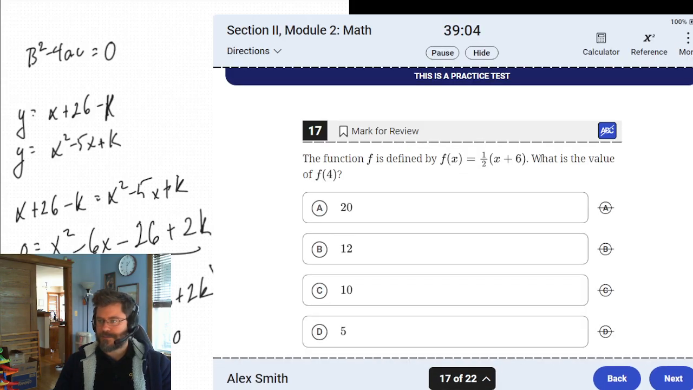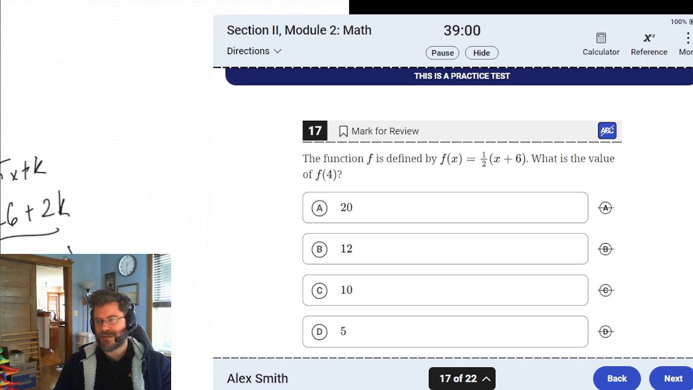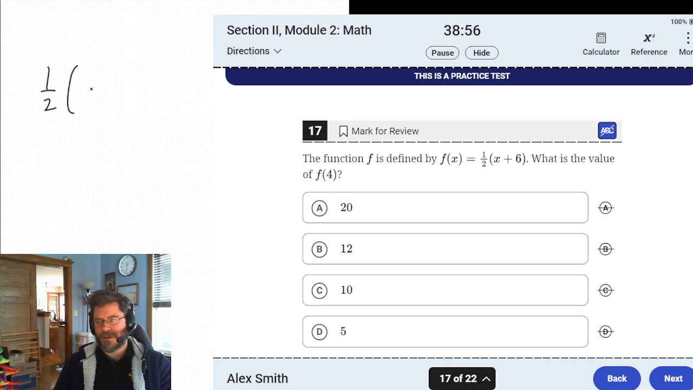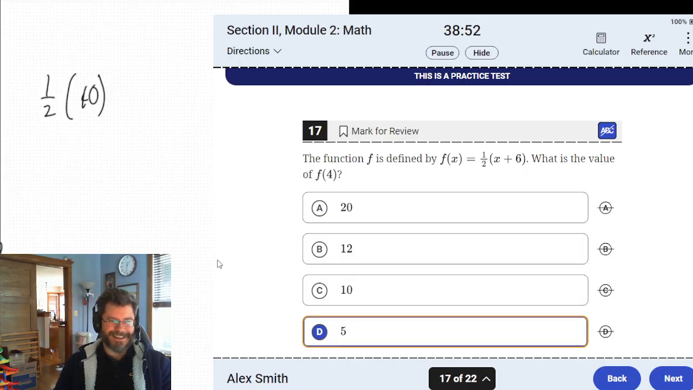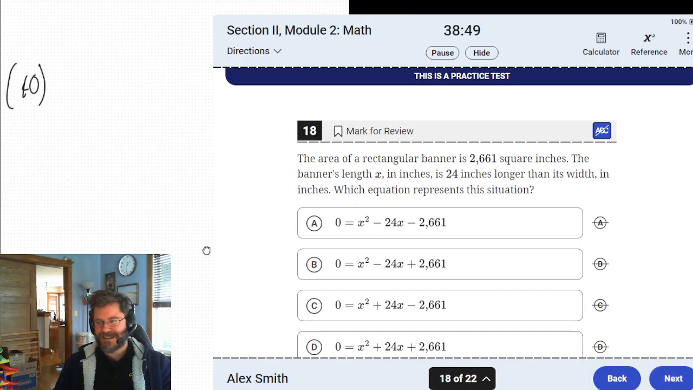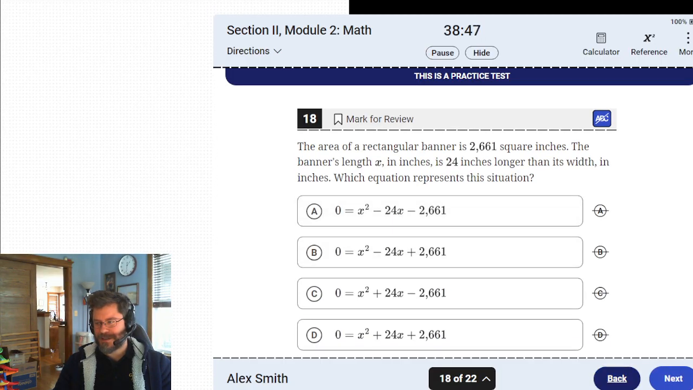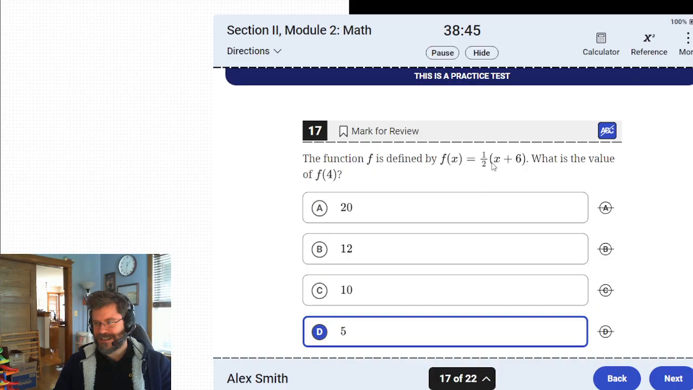All right. Functions defined by this linear guy. What's the value of f of 4? Oh, little gimme here towards the end. 1/2. Plug in the 4. 4 plus 6 is 10. 1/2 of 10 is 5. Little reprieve there. I'm going to double check I didn't miss anything here. 1/2. F of 4. 5. Yeah. Okay.